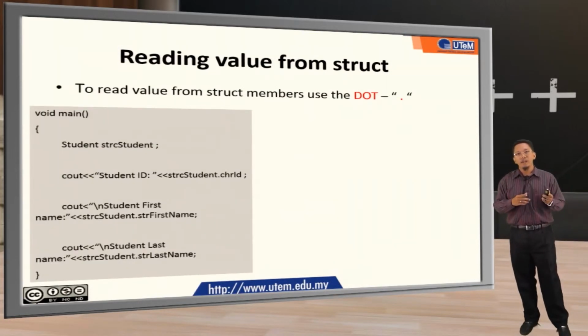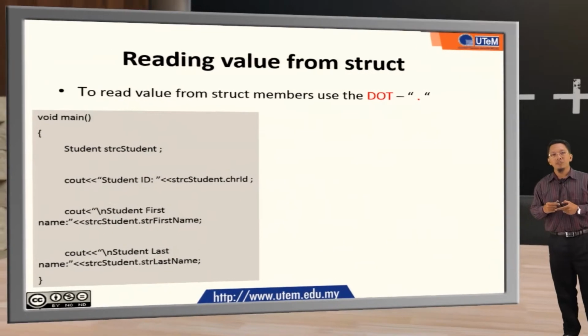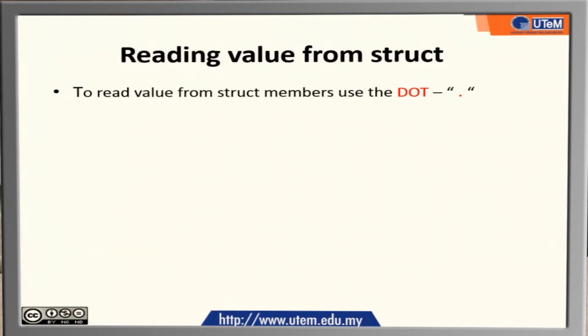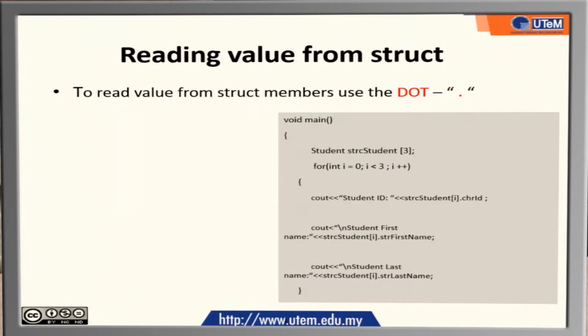Okay, to read a value from a struct, similarly, you have to use the dot, which refers to the members of the struct. As you can see, this is very similar to inserting a value into the struct. Again, if it is an array of struct, just put it inside a loop, and before the dot you have to use the square bracket. Notice that this is similar to a normal variable. If you have an array of string, array of float, array of char, you just have to put the square bracket inside the variable.